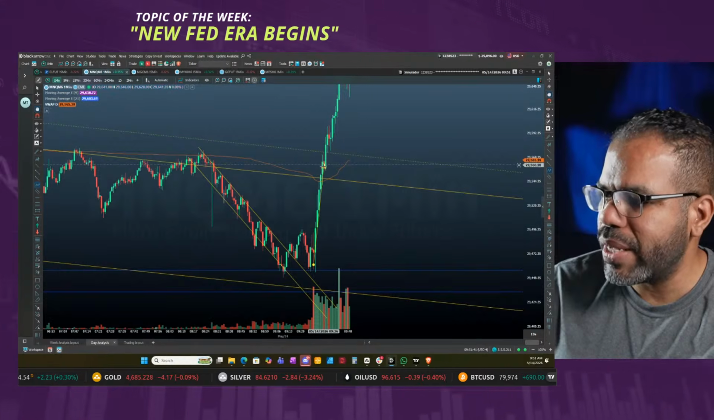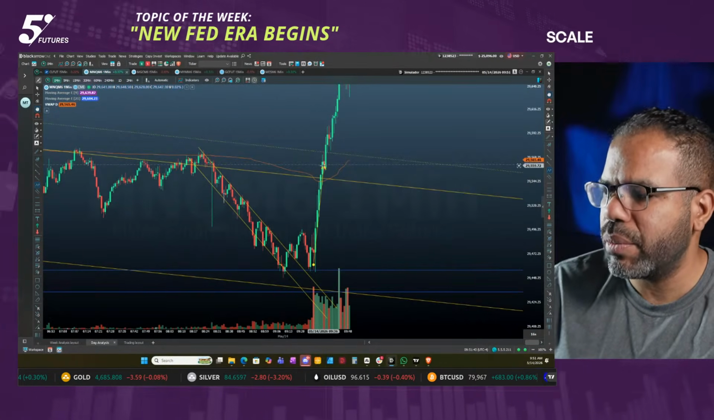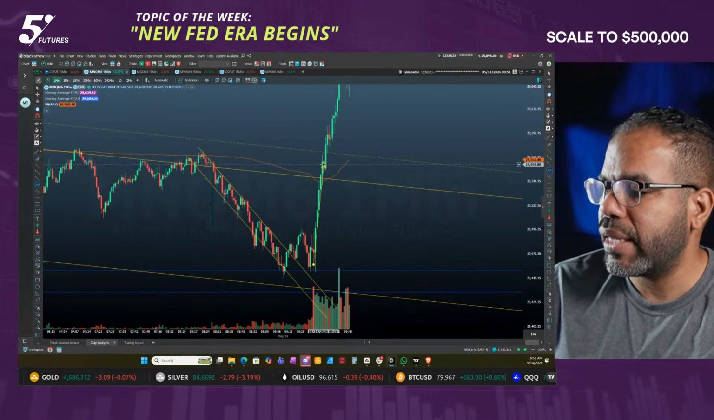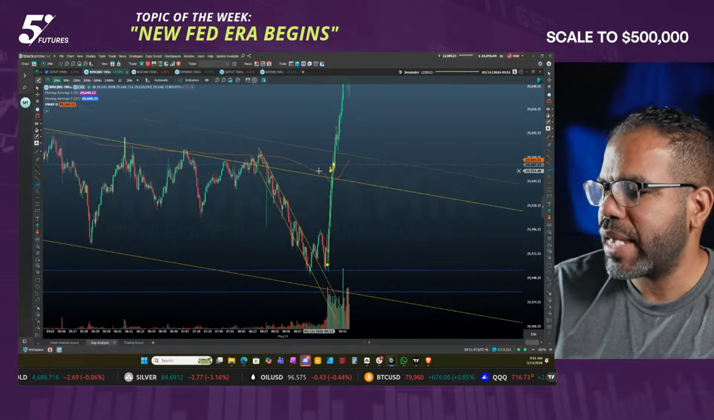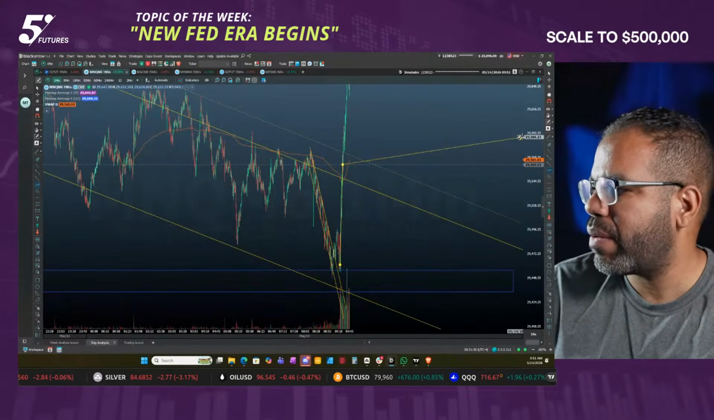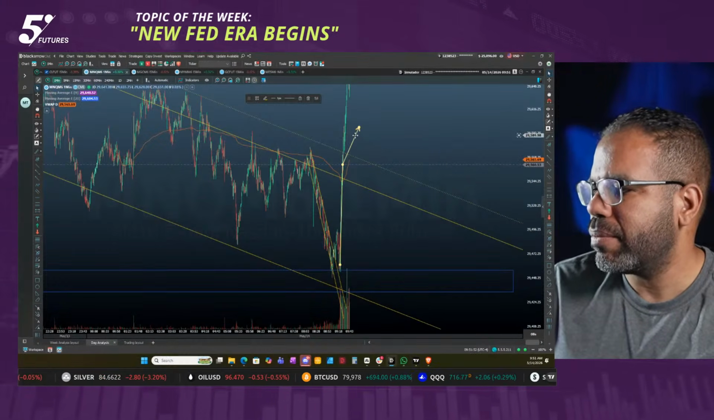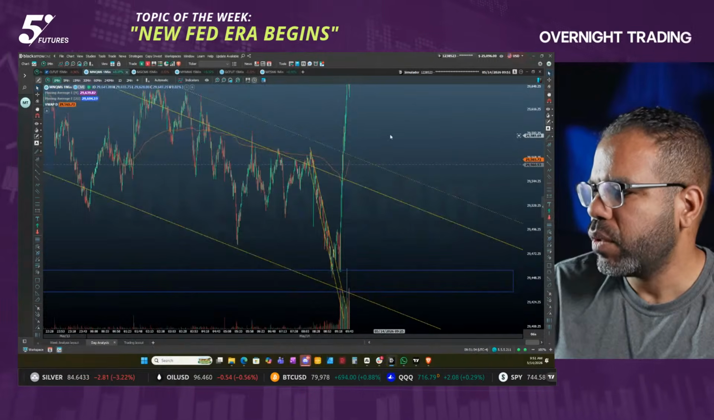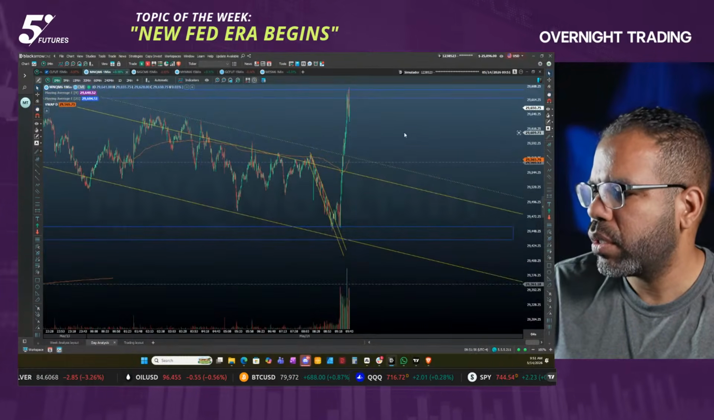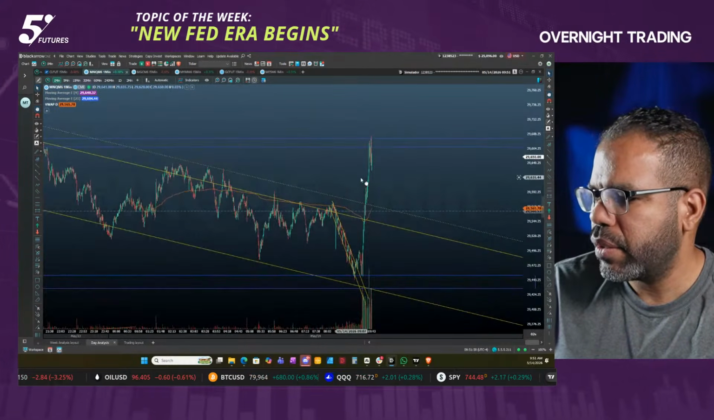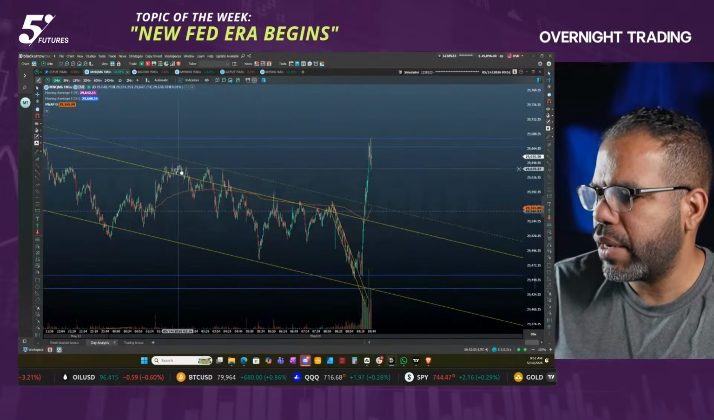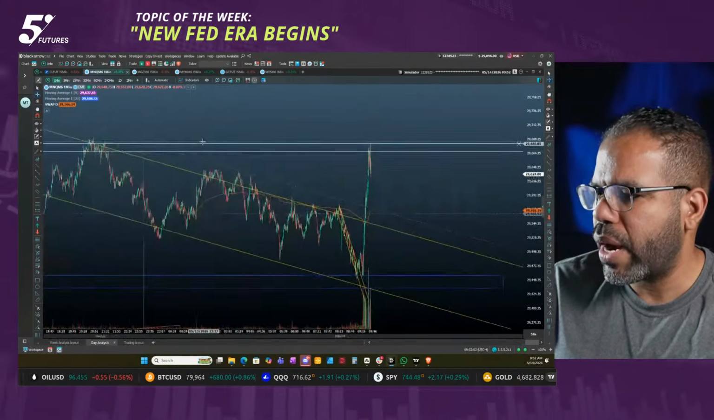And you can see we got a red candle here. That means there was a little bit of profit taking here. And then the second one was at the previous areas of resistance, which were here, right here, and then right here where I had my blue line.